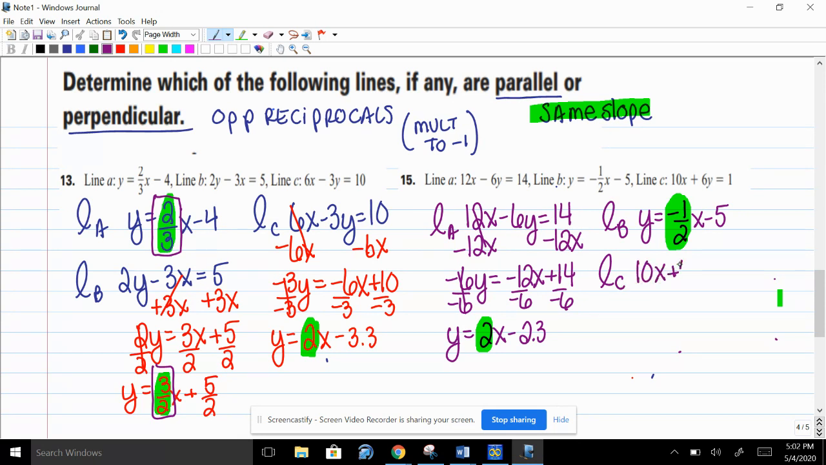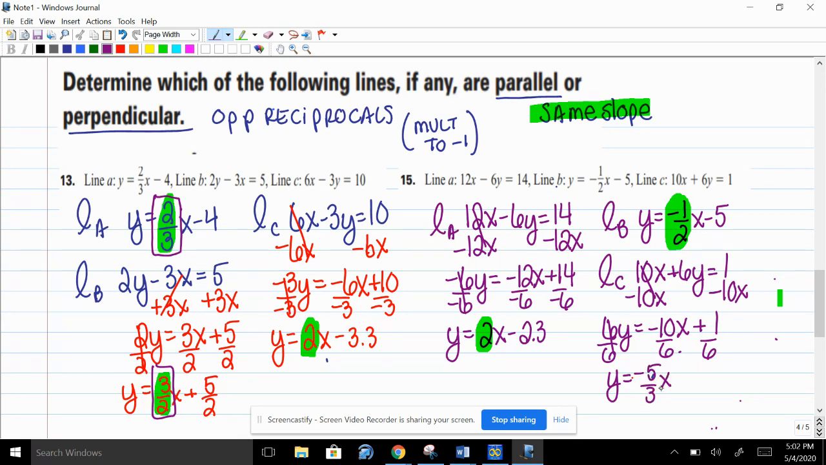10x plus 6y is equal to 1. All right, I got some rearranging to do. Minus 10x from each side. 6y is equal to -10x plus 1. Divide across the board by 6. Cancel. y is equal to, that would reduce to -5 over 3 x plus, I'll keep that 1 over 6. So the slope is -5 over 3.